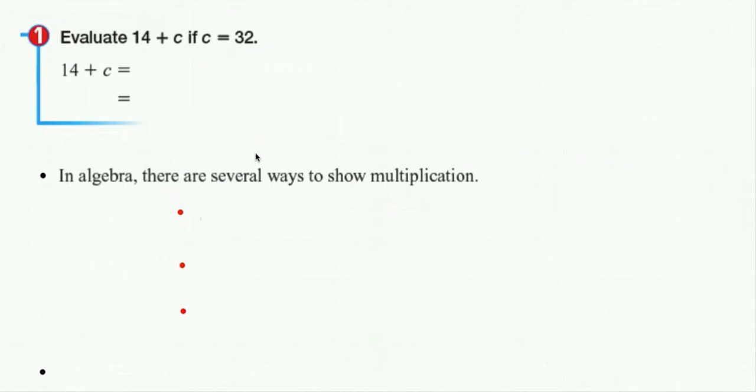Let's take a look at today's example. Evaluate 14 plus c if c is equal to 32. Again, following the meaning of the word evaluate, it simply means substitute and simplify. We substitute the value of c, which is 32. So this now becomes 14 plus 32, and then simplify gives you 48. This is your substitute part.